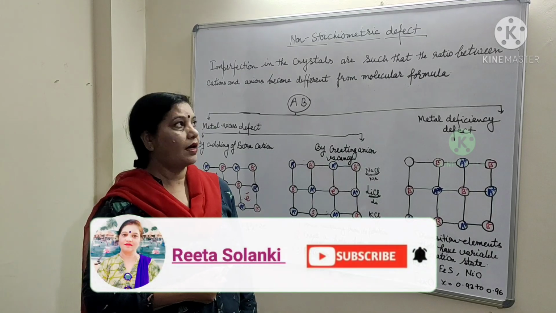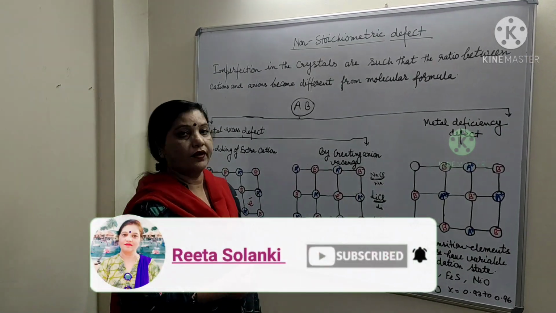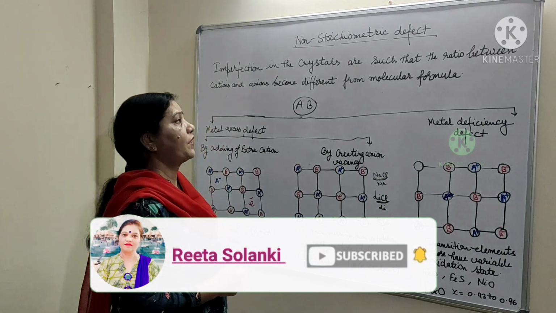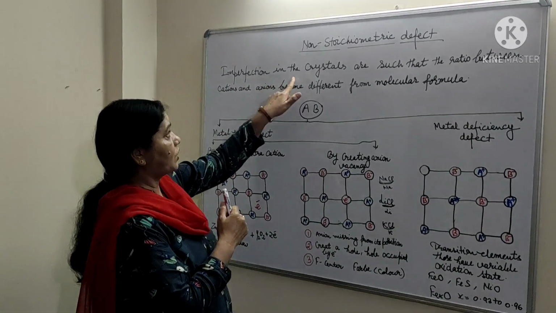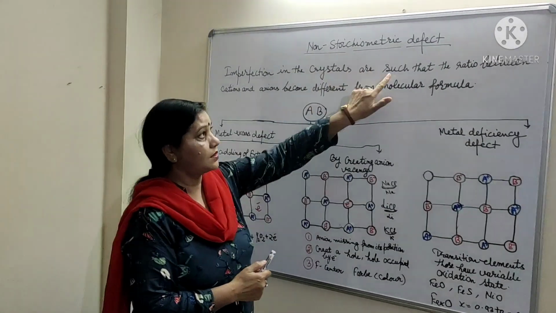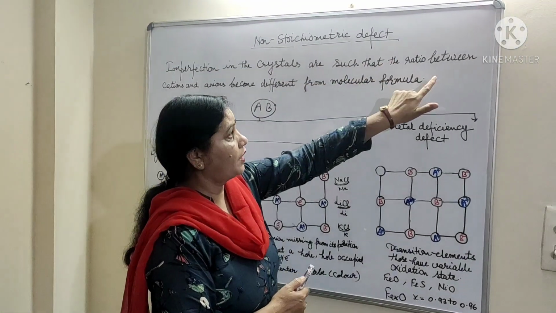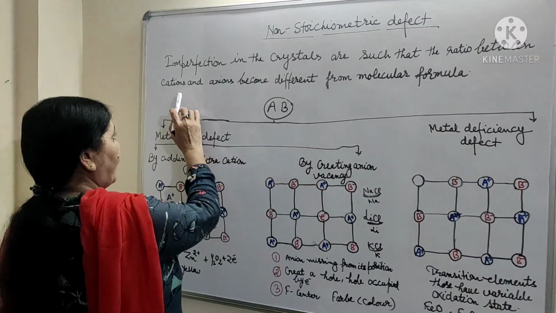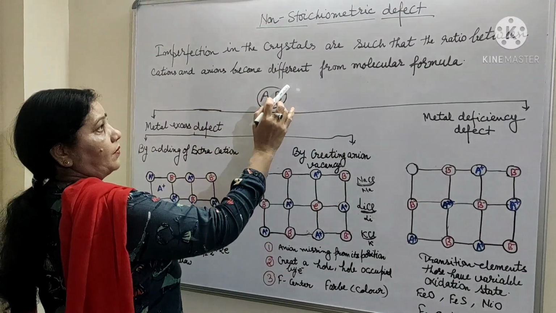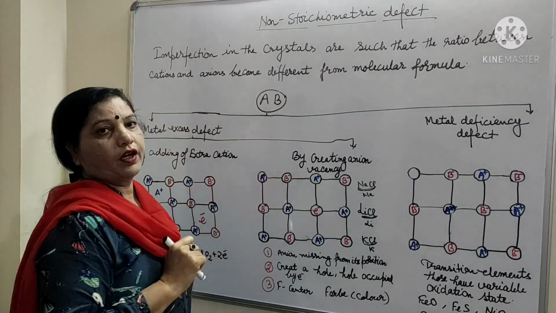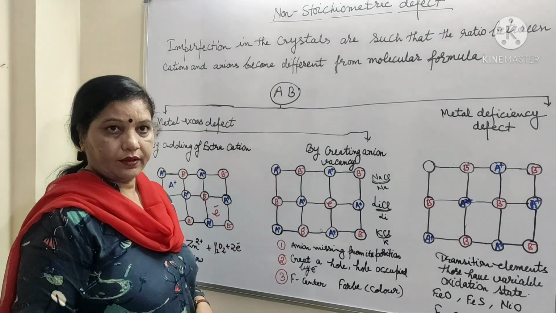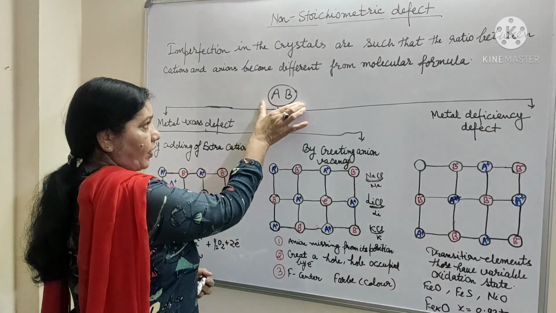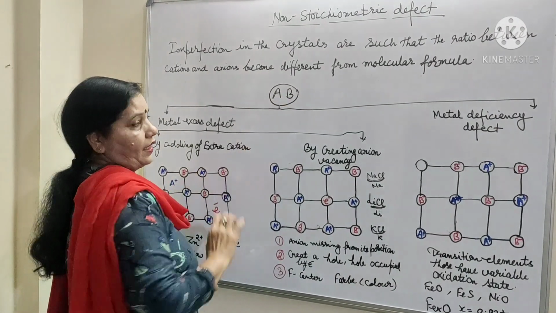Jai Hind students, after discussing stoichiometric defect, now we will discuss non-stoichiometric defect. Non-stoichiometric defect means imperfection in crystals is such that the ratio between cations and anions becomes different from the molecular formula. It means after defect, there is a change in the ratio between the cation and anion.